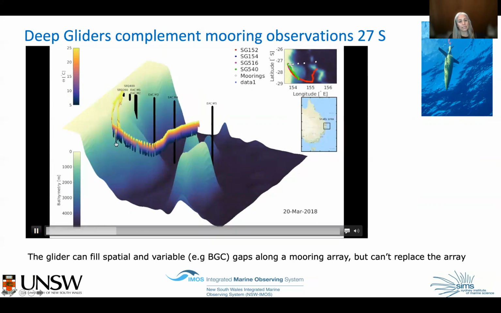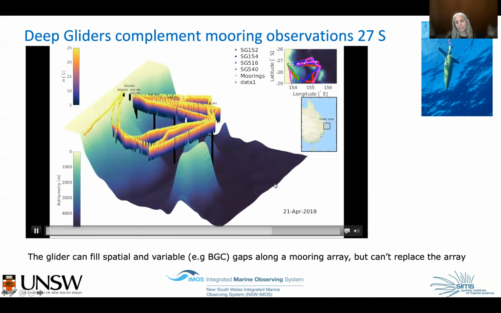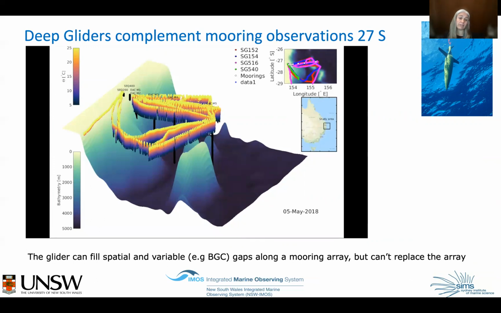See our deep water moorings, the gliders. We've had an experiment. We had 4 gliders running around the mooring array. And as you can expect, they interpolate in space and time between the moorings, which is really very, very valuable.